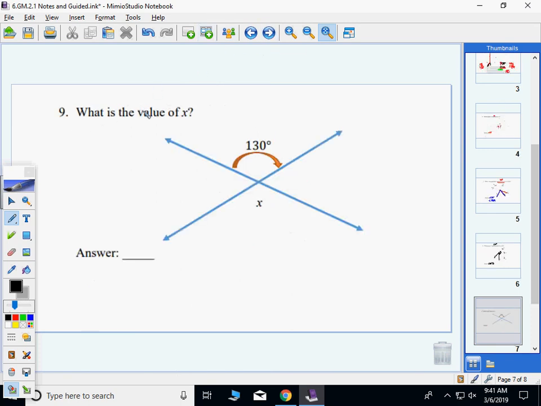Okay, number 9, what is the value of X? So we're given this information, 130 degrees here, and what is X? Well, what does this look like to you? Vertical angles. Vertical angles are equal. They're congruent. Their angles are equal. So if this is 130 degrees, this is also 130 degrees. Very good. These are probably the easiest ones to find because they're just the same.